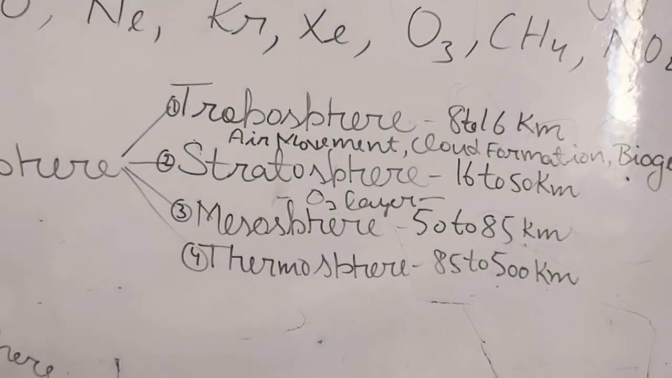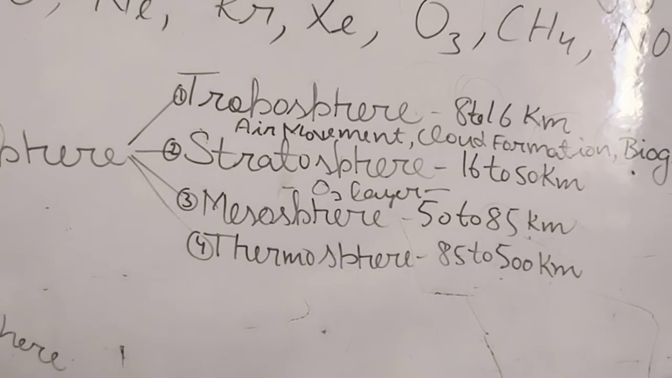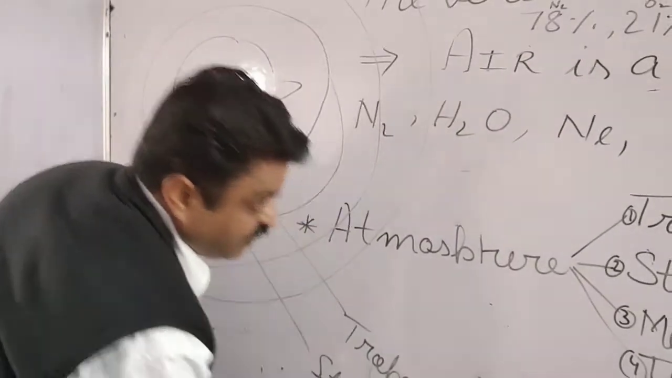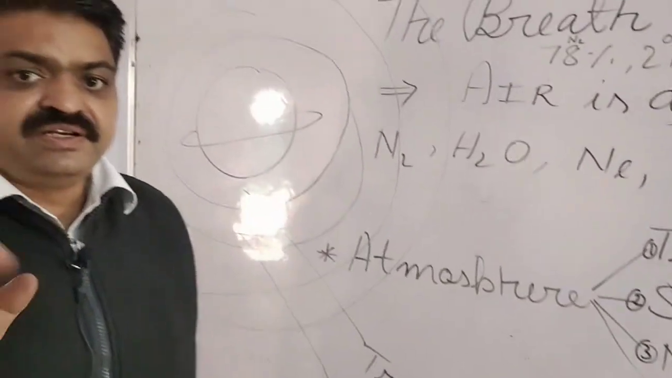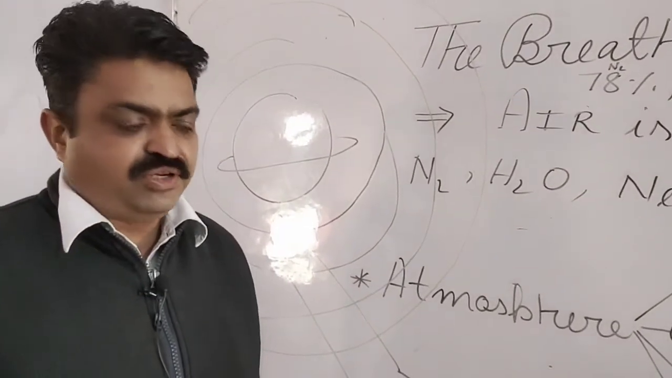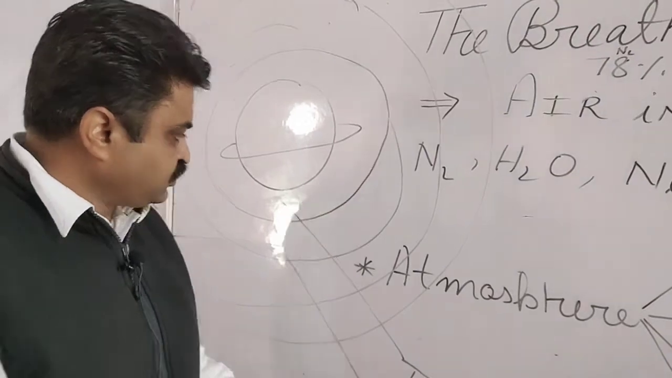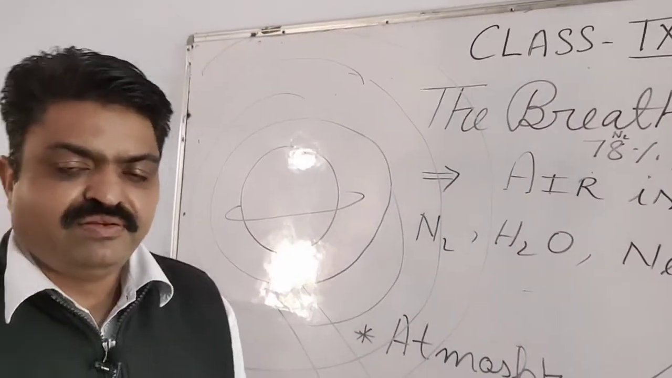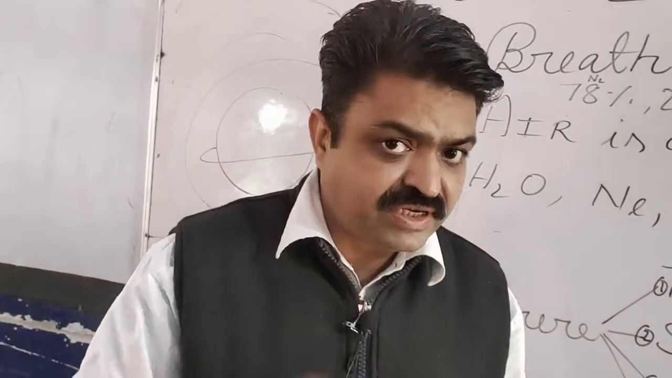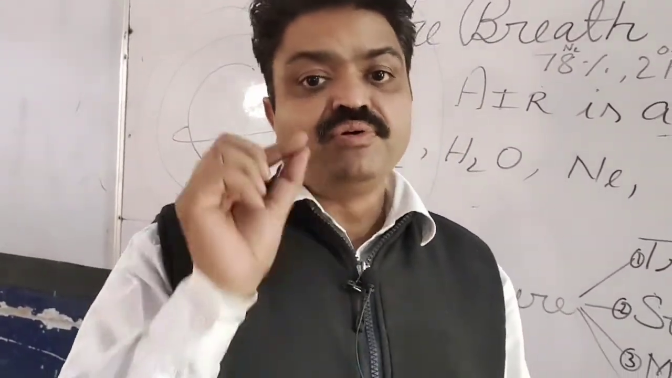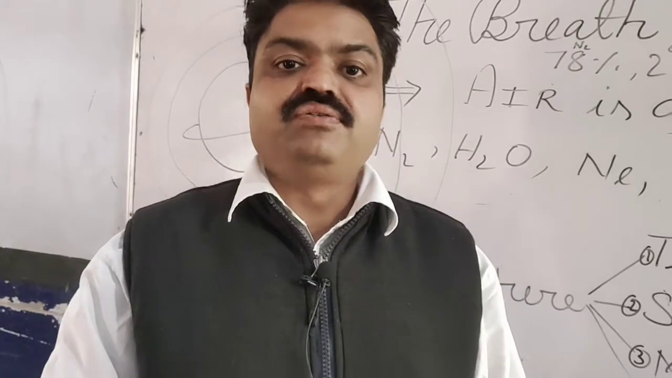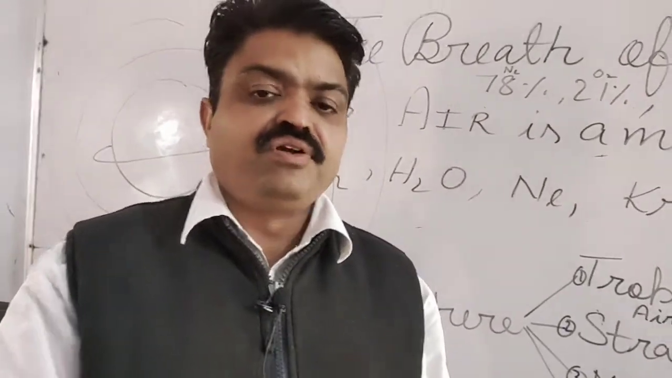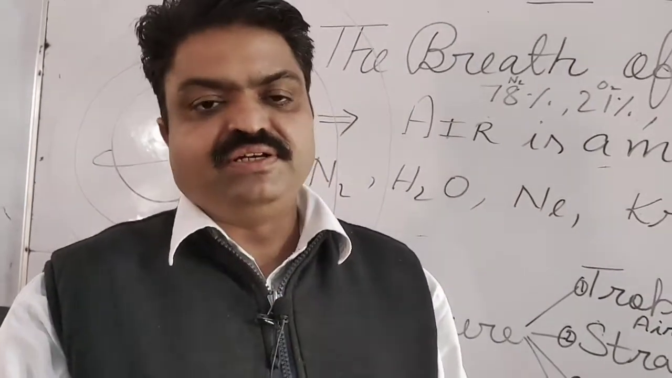And next is the stratosphere. The stratosphere extends from 16 to 50 kilometer, and it is also known as the protective layer of the atmosphere. Why, student? Because in the stratosphere there is one important layer known as the ozone layer, and that ozone layer protects us from the ultraviolet rays of the sun.